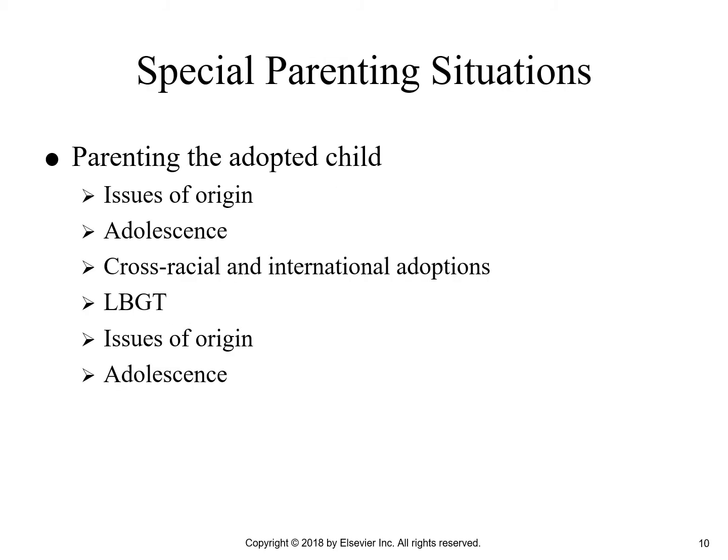Parenting the adopted child. Adoption establishes a legal relationship between the child and the parents. This gives the adoptive parents the same rights and obligations to the child as the birth parents would have had. Then parenting the adoptive child depends on issues of origin, their adolescence period, cross-racial and international adoptions, LGBTQ, whatever. Issues of origin, again, I don't know why that's on there a second time. Oh, and adolescence. Oh well, my bad, sorry.